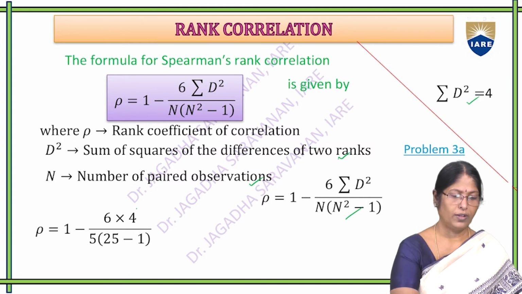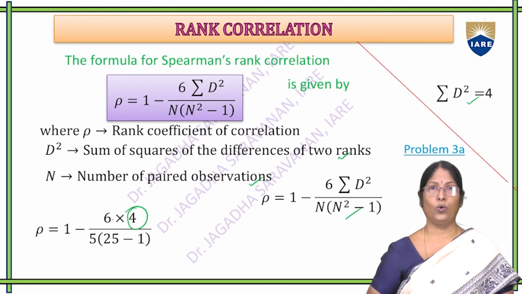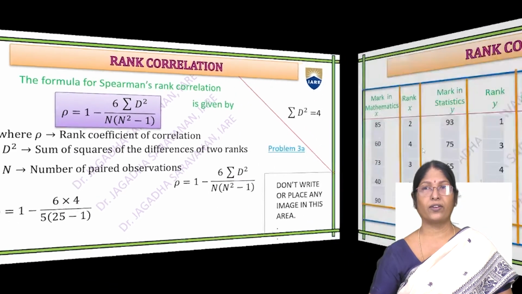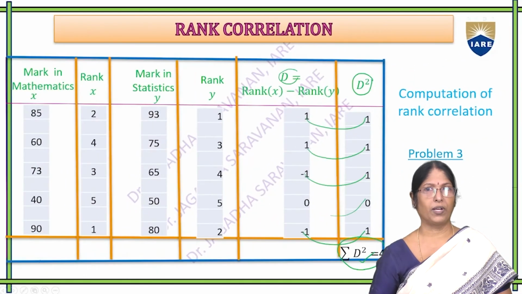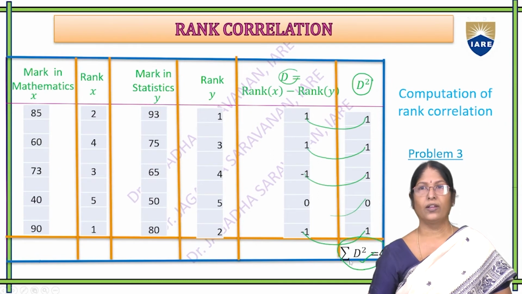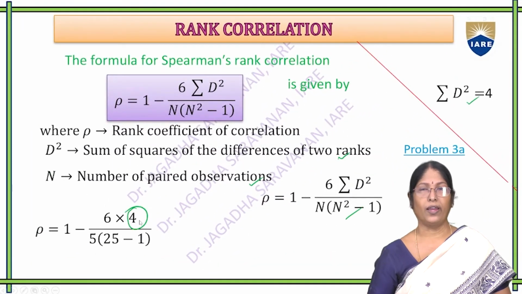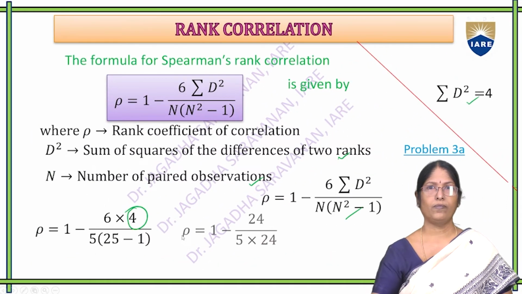Here we can see the table we constructed. Yes, this is the table constructed. Here we can see it. The value summation d square equal to 4, that we substituted in this place.